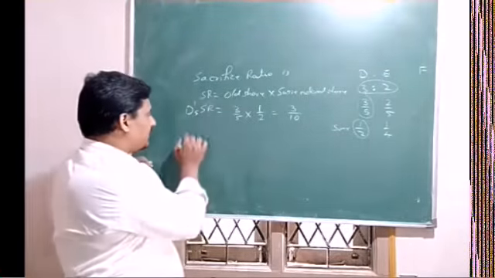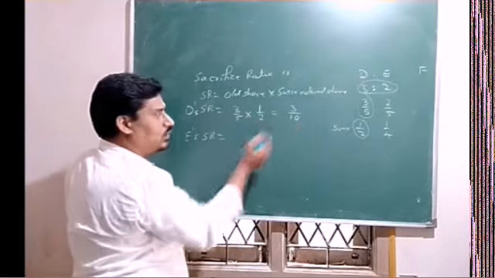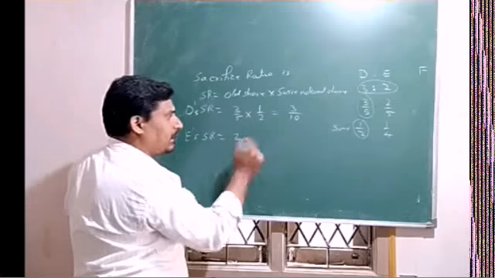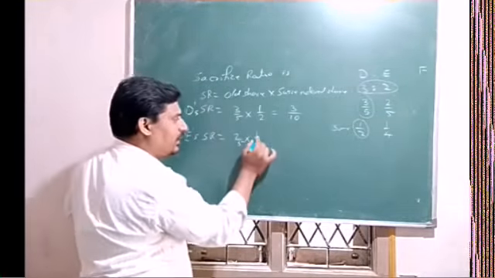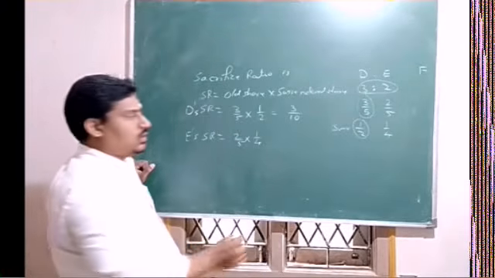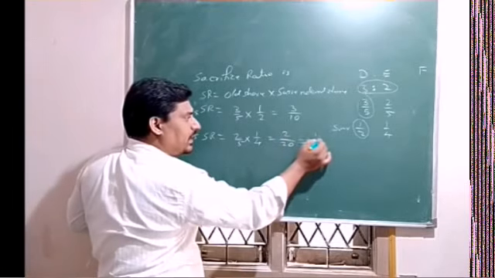Then E's sacrifice ratio. E has his old share as 2 by 5 and his surrendered value is 1 by 4. So it will become 2 divided by 20, that is equal to 1 divided by 10.